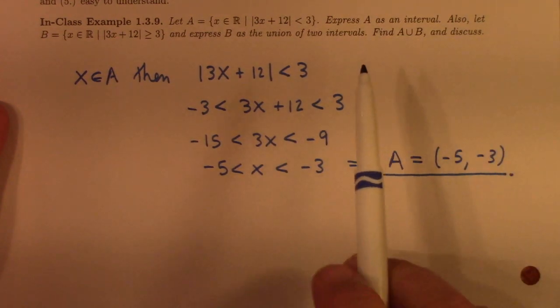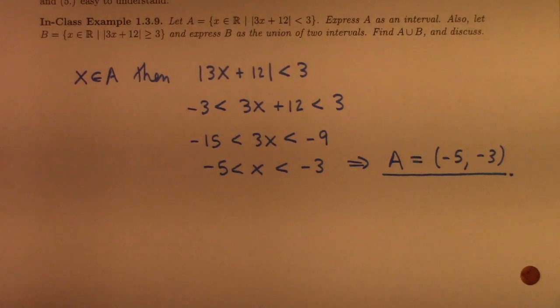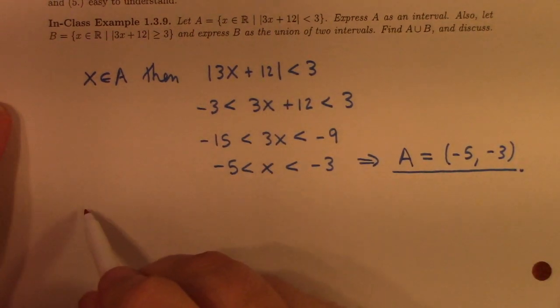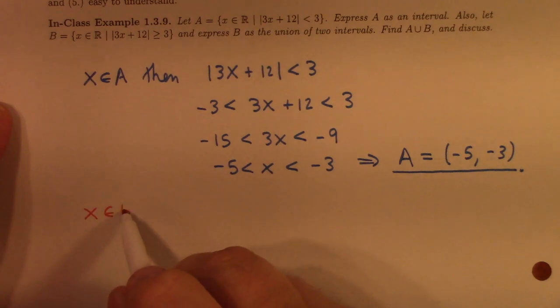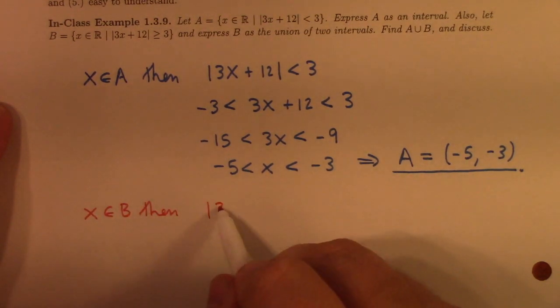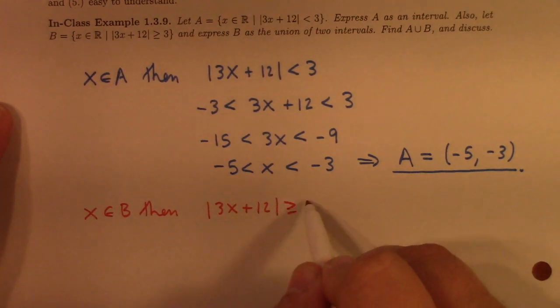And then we're supposed to do the same for B. B is a little bit different. I'll do it in a different color. Use my handy dandy red marker here. So what is B? X is an element of B means the absolute value of 3x plus 12 is greater than or equal to 3.